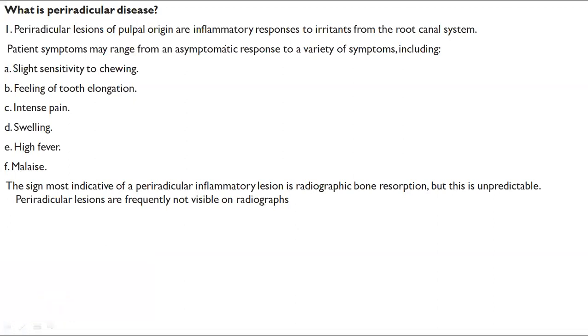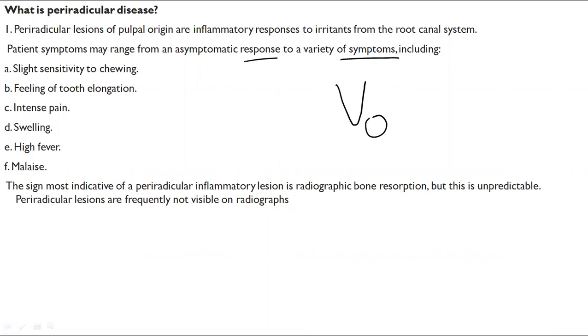So periradicular lesions of pulpal origin are inflammatory responses to irritants from the root canal system. Patient symptoms may range from an asymptomatic response to a variety of symptoms. So periradicular diseases can be in the form of a periradicular cyst or a periradicular abscess. It can be symptomatic or it can be asymptomatic.